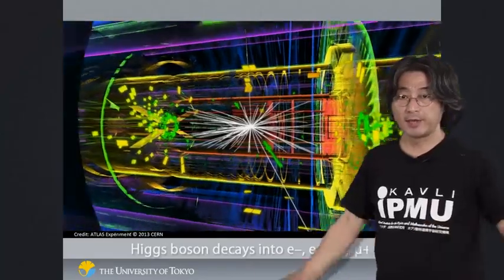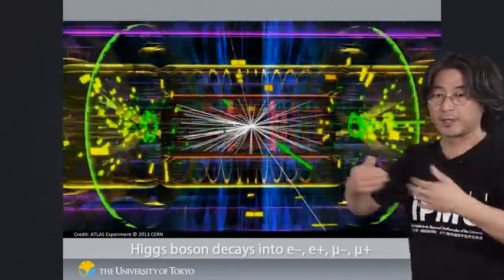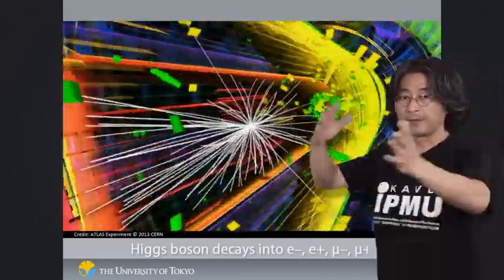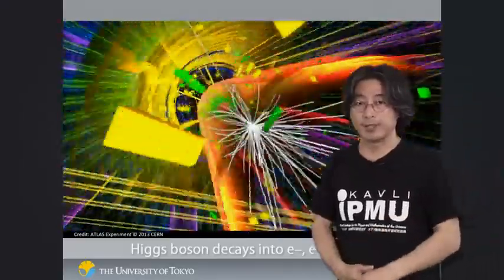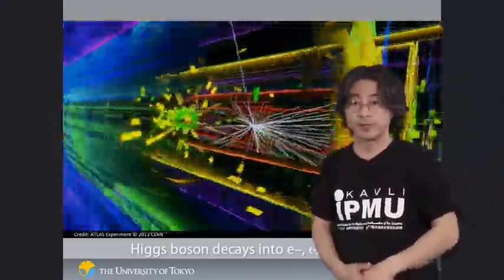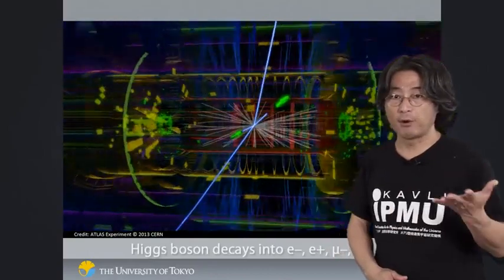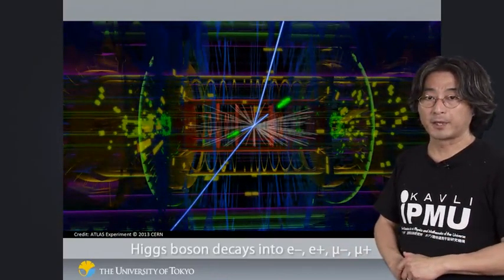So in this case, again, you smash protons against each other. So that's the condition of the Big Bang. A lot of different particles fly out from this collision. Each time you see different things, actually. And in this case, you see different particles that decayed out from the Higgs boson.